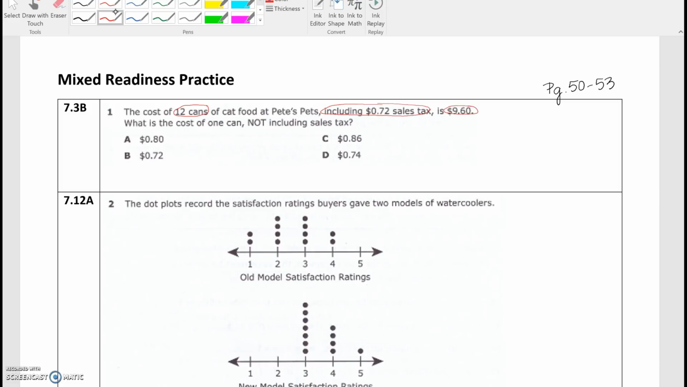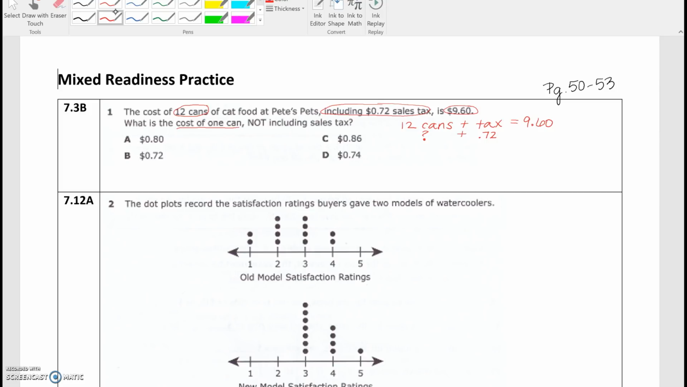Okay, so let's talk about this. So think about tax. If I go to the store and it says that a soda is $1, do I just pay $1? Do I just hand the clerk $1? No, they'll say it's $1.18 or whatever, because you have to pay tax as well, right? So I have to pay more. So I'm taking the cost of the 12 cans and I have to add tax to it, which is 72 cents. And it says including tax, so with tax, my price is $9.60, okay? So you need to figure out how much the 12 cans cost first, before you can figure out what is the cost of 1 can.